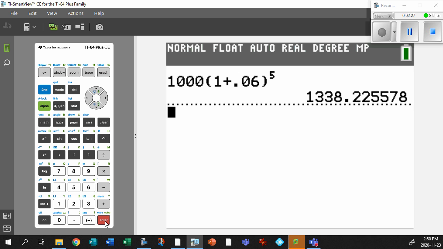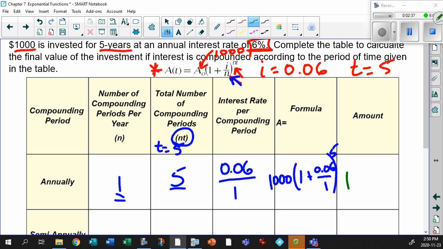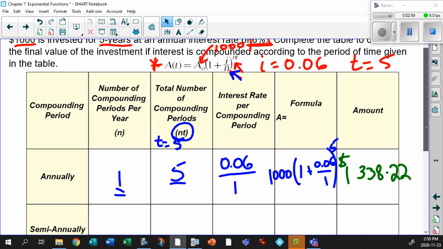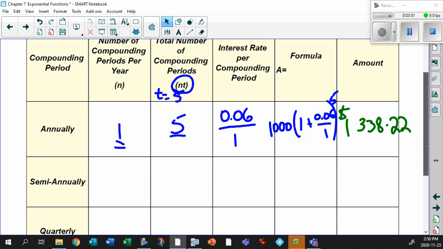Your answer here is $1,338.23. $1,338, okay? $1,338.22. That's what you're going to make at the end of 5 years. So if you think about it, by doing absolutely nothing, you're going to make $338.22 on your investment. That's pretty cool, just by investing it. Yeah, I like that.